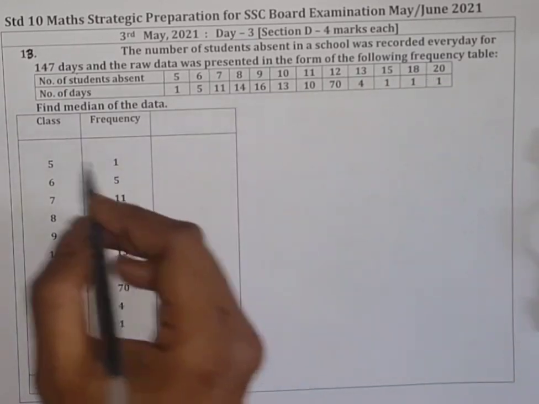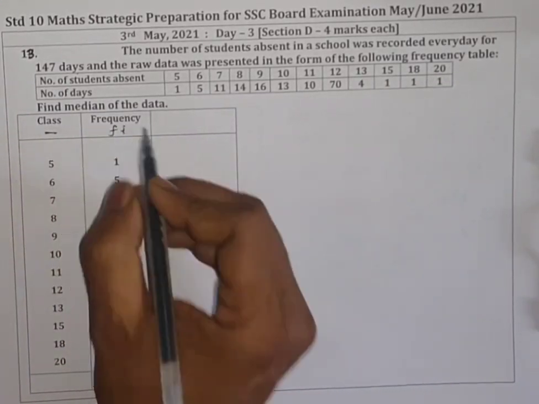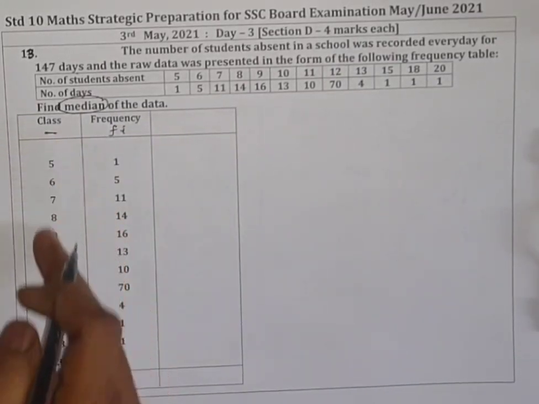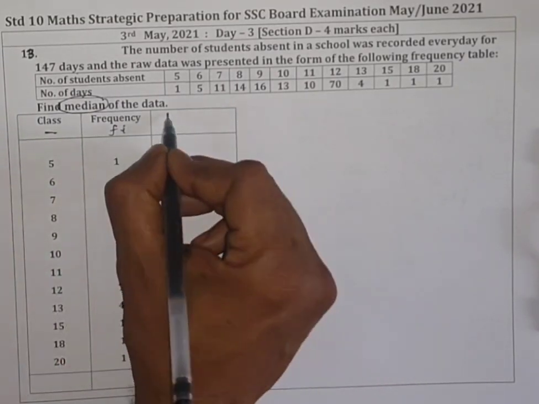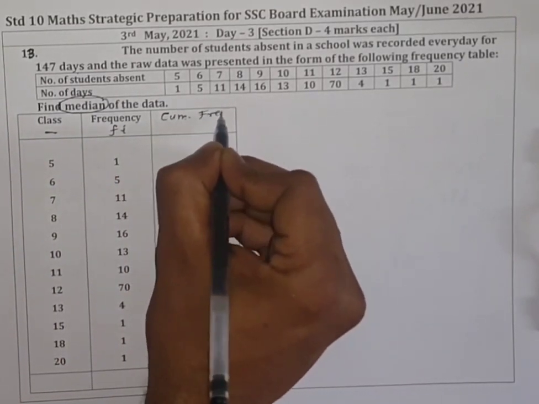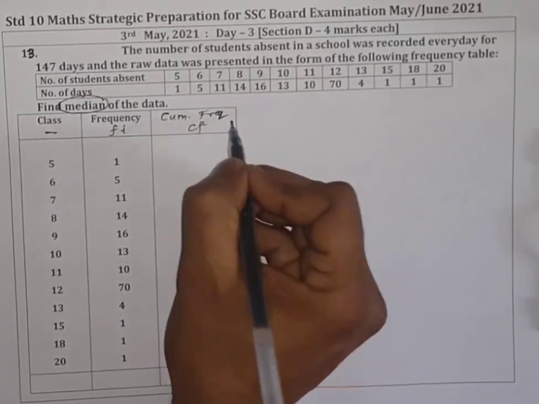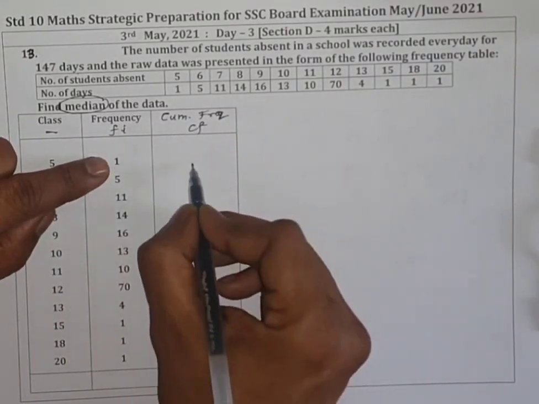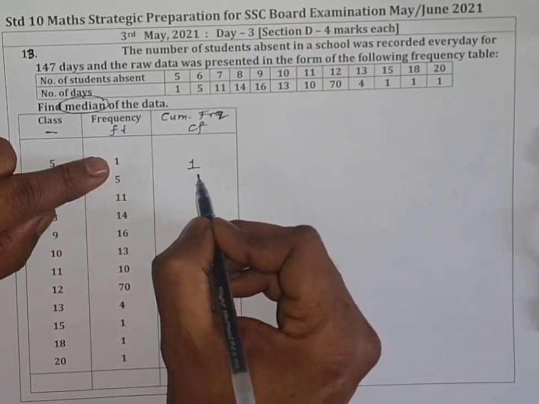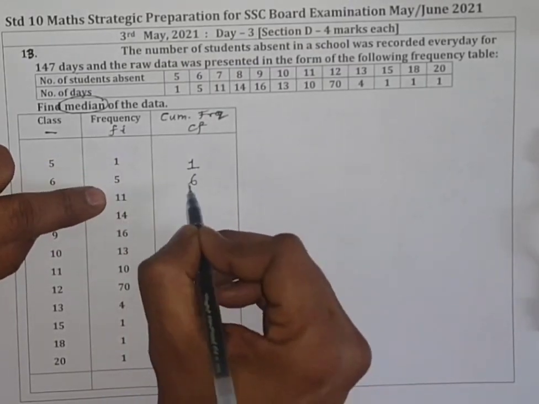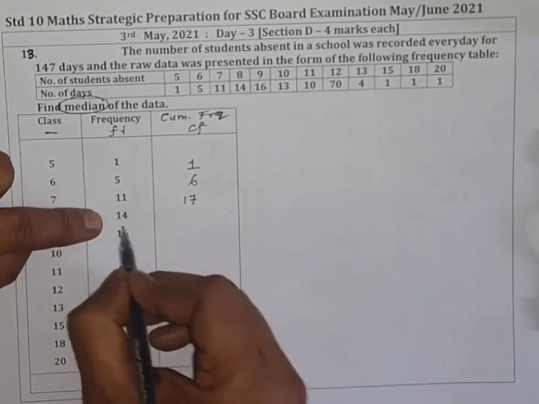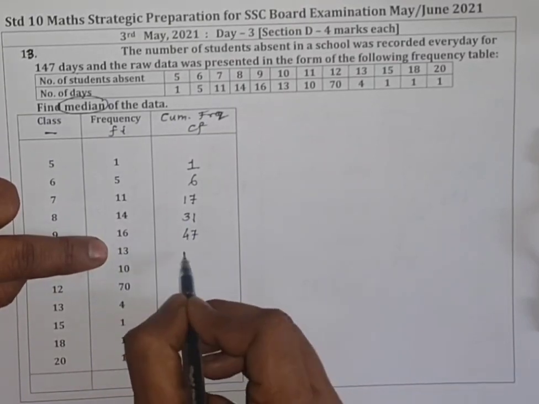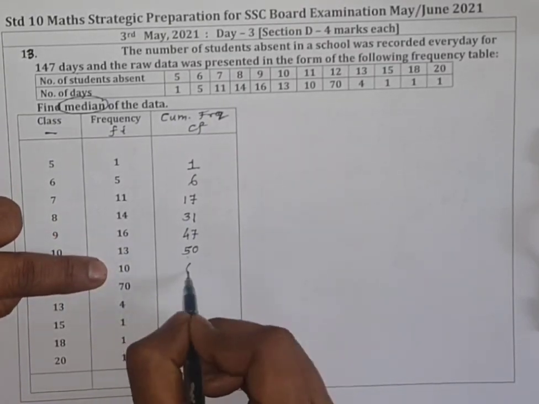Alright, so this is the class, this is the frequency, and you are supposed to find the median of the data. Children, the class length is 1. It is very easy. Cumulative frequency, that is CF. Let's find out the cumulative frequency first. The frequency of the first class and the cumulative frequency remain the same. 1 plus 5, 6. 6 plus 11, 17. 17 plus 14, 31. 31 plus 16, 47. 47 plus 13, 60. 50 plus 10, 60.